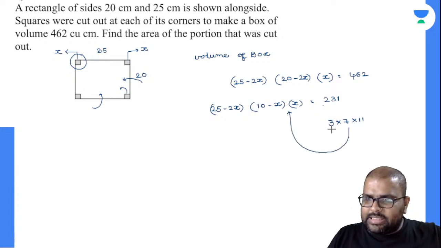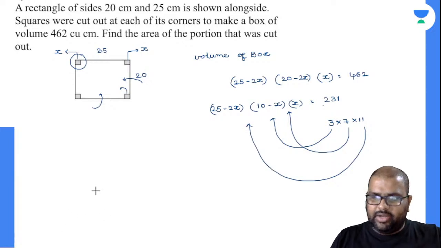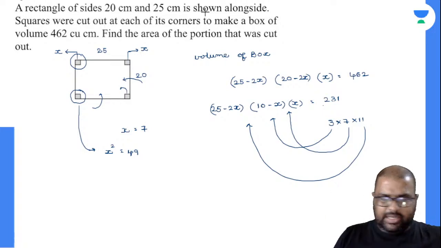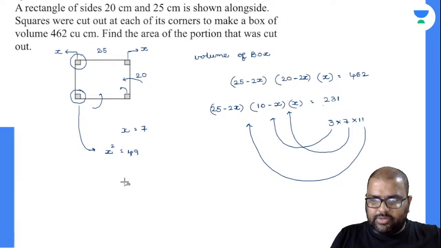If I take x as 7, my 10 minus x will be 3. 2 into 7 will be 14, 25 minus 2x will be 11. So perfectly got it. So what is my x value there? My x value is equal to 7. So see here, I will find out the area of this square. Area of this square will be x square, which is equal to 49. And you are asked to find out the area of the portion that was completely cut off. How many squares did you remove? So 4 squares. Now this will be your answer.